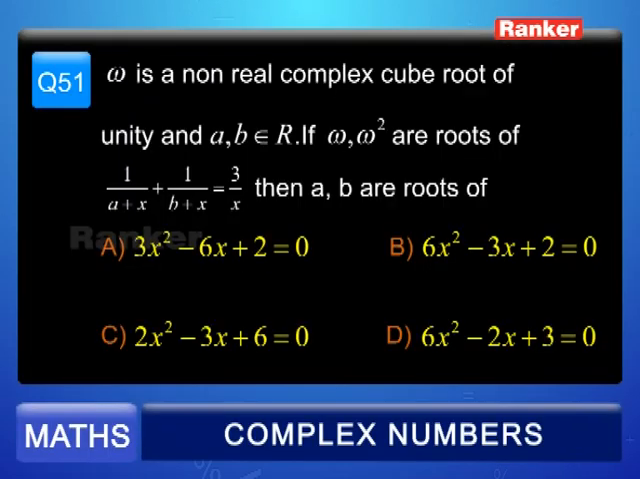He has given us, as usual, 4 options. Option A is 3x square minus 6x plus 2 is equal to 0. Option B is 6x square minus 3x plus 2 is equal to 0. Option C is 2x square minus 3x plus 6 is equal to 0. And option D is 6x square minus 2x plus 3 is equal to 0. Let us now explore the answer.